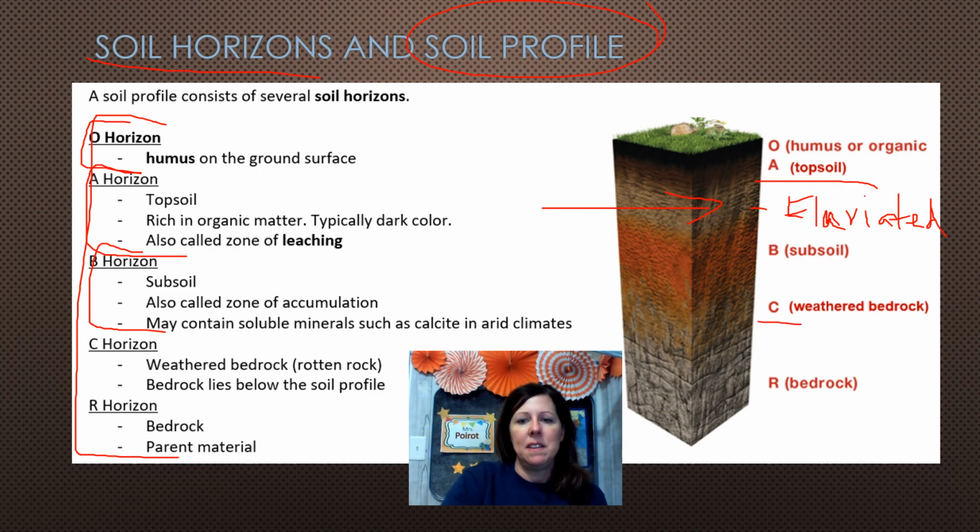Then we get down to the C horizon, and that's the weathered bedrock that was broken down. It's not solid anymore, it's in chunks, and it lies below the soil profile. And then finally we get to the R horizon, where we have that solid bedrock. It's just a big mass of rock. It could be granite, basalt, quartzite, limestone, sandstone, whatever the parent rock was. If it's close enough to the surface to weather, you won't have any of this soil, and it's always located underneath the C horizon.